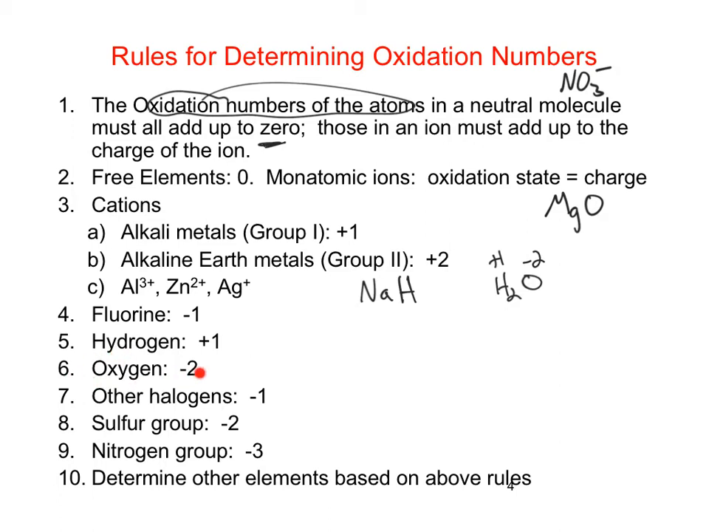So oxygen comes next in terms of priority. We know oxygen likes to be -2. As long as its pairing with one of the things up here doesn't mess it up, oxygen will be -2.